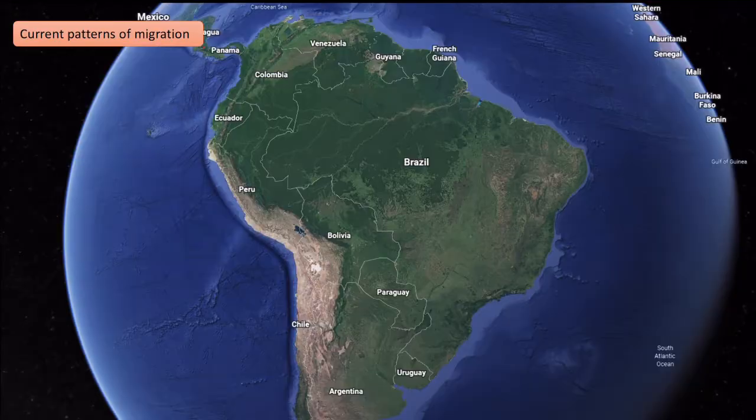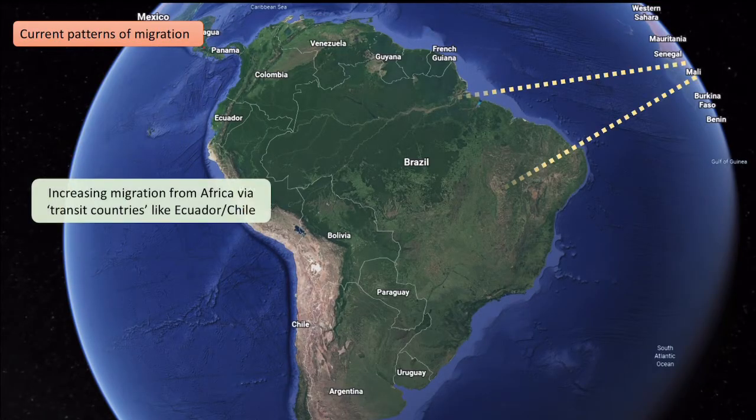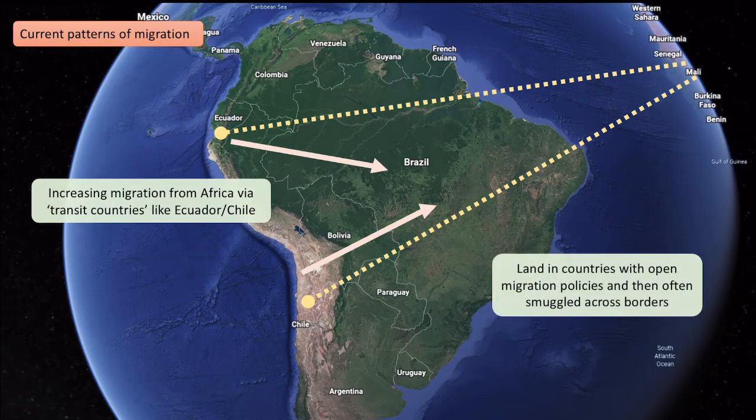between the countries. The other couple of key areas I need to focus on: we see increased migration from Africa into Brazil. They often come via transit countries like Ecuador and Chile. What that actually means is they land in a country where the migration policies are quite open and then often get smuggled across the border. Some of those people end up staying in Brazil, and the African community in Brazil is continuing to grow, but some of those people then use Brazil as a transit country to move onwards north to opportunities in the USA.